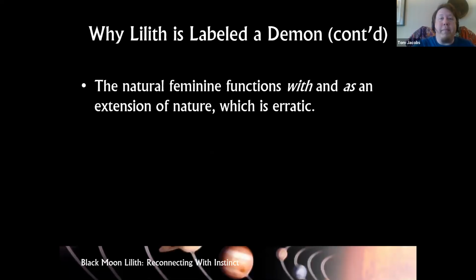Now, the natural feminine within any person functions with nature as an extension of nature. And nature changes, therefore we sometimes might label it erratic. Like some people want it to be sunny every day. I'm so happy when it changes. Yesterday and today it's sunny here in Oregon, and maybe tomorrow it's gonna rain and drop 30 degrees in temperature, or 20 degrees. I'm so happy about that because the change is natural.